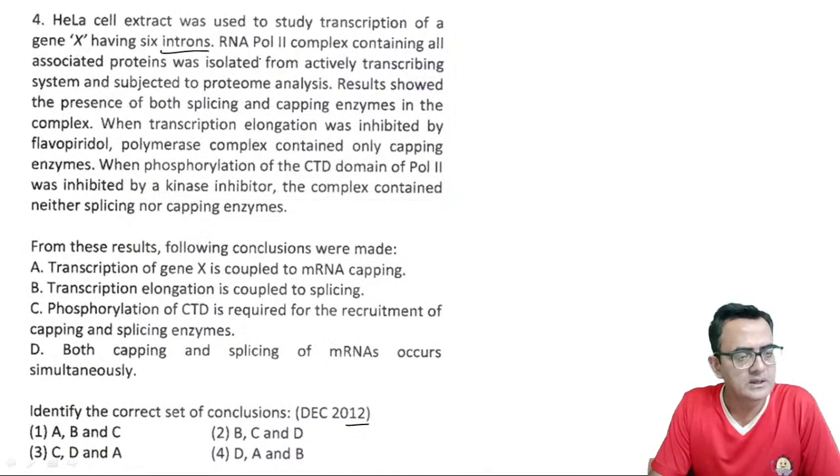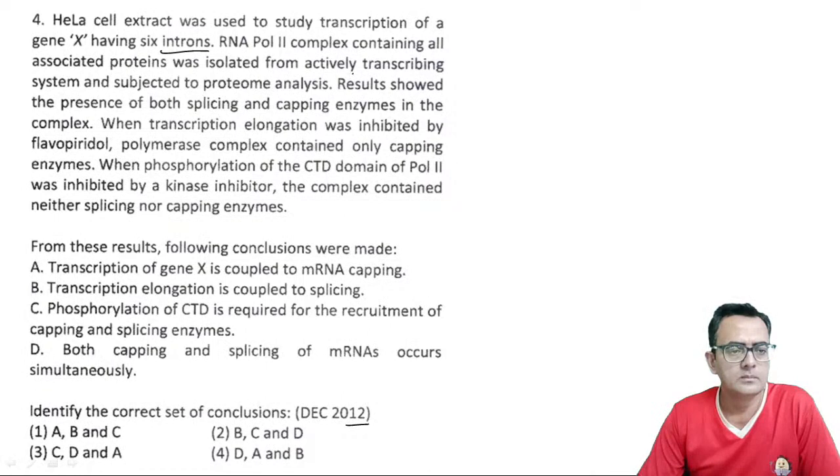See, long questions are actually simple questions. So this is also a very lengthy question, a long question, but it is a simple question. RNA polymerase 2 complex containing all associated proteins was isolated from an actively transcribing system and subjected to proteome analysis. Result showed the presence of both splicing and capping enzymes in the complex. Okay, both are there.